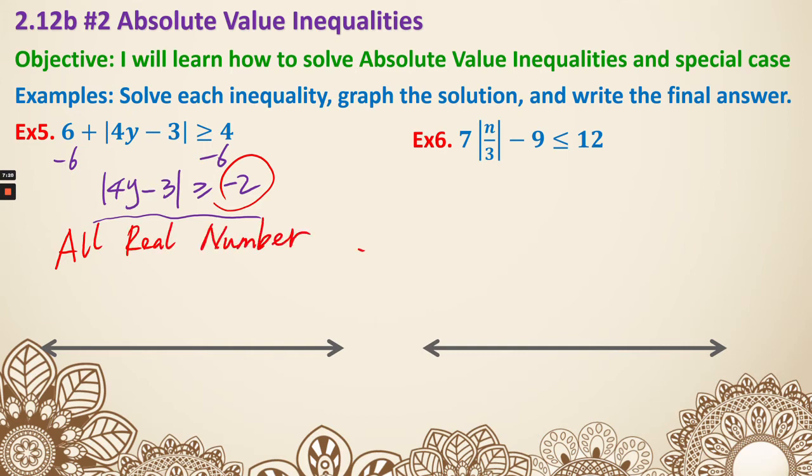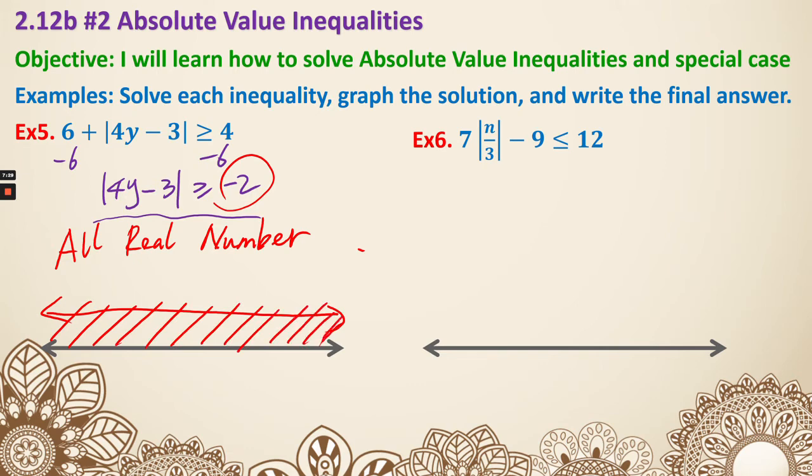However, something you might have missed, all real number does have a graph. We are going to need to draw a line and we are going to shade every single part on the line because that's how we indicate all real number. Now number 6, I'm going to add 9 on both sides. So we got 7, then n over 3 is less than or equal to 21.